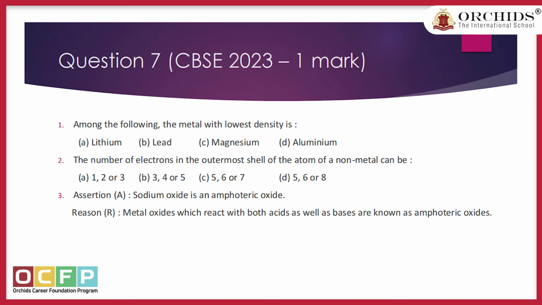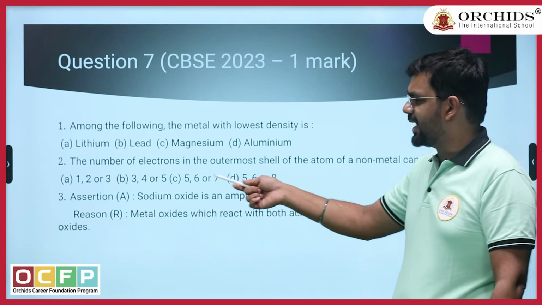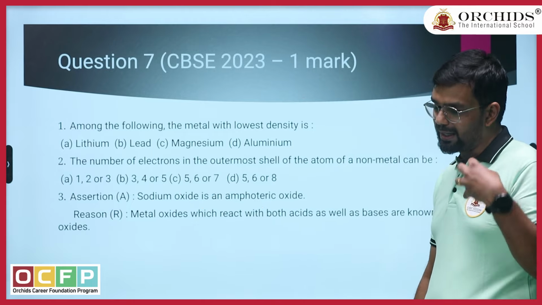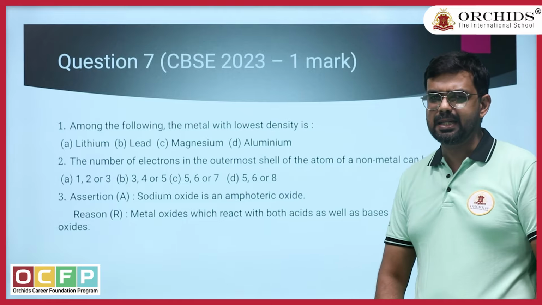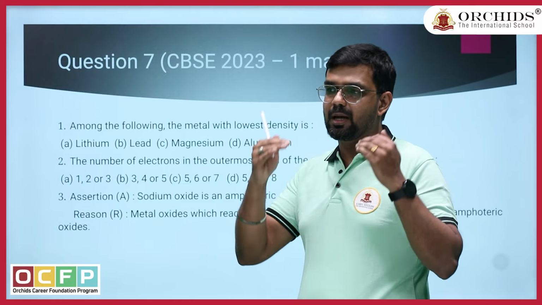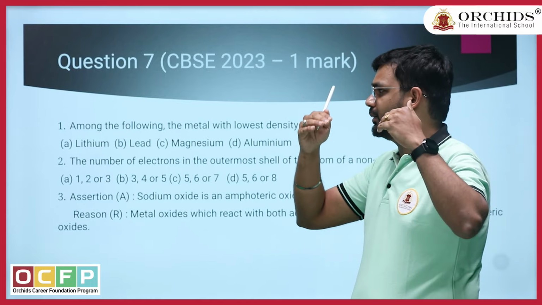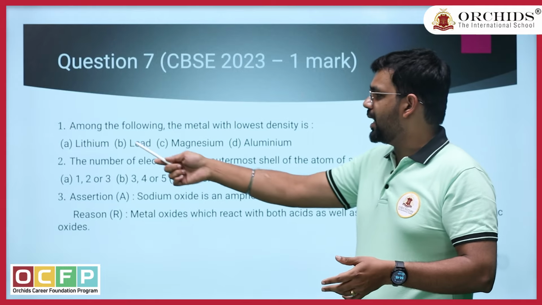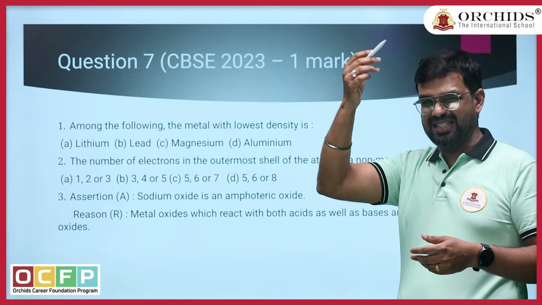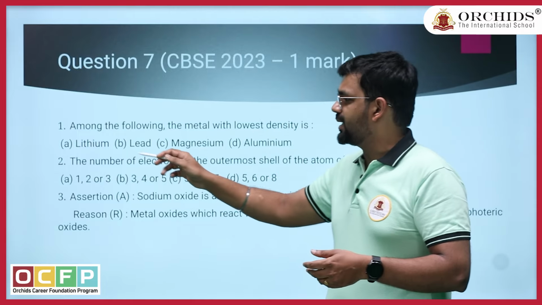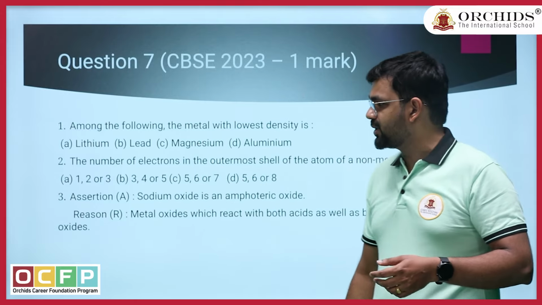Okay. So coming to the next question, which is question number 7. These are a few 3 markers. I have even added one assertion and reason also, which can be expected. Among the following metals, which has the lowest density? Lowest density means lowest atomic mass, so it should be at the start of the periodic table. If you see lithium, lead, magnesium and aluminum, all are metals, but which is the first metal in our periodic table? It is lithium. So the answer is lithium.